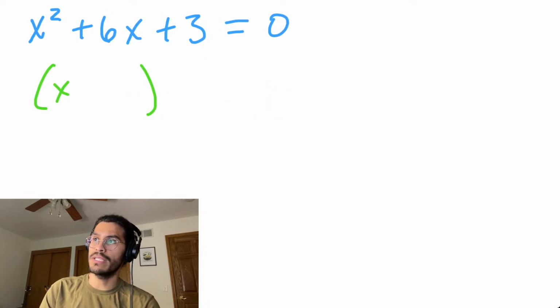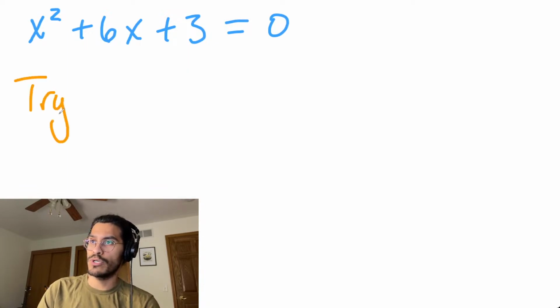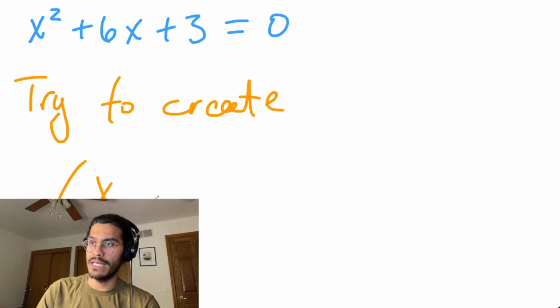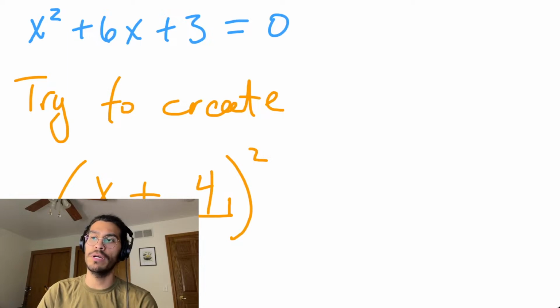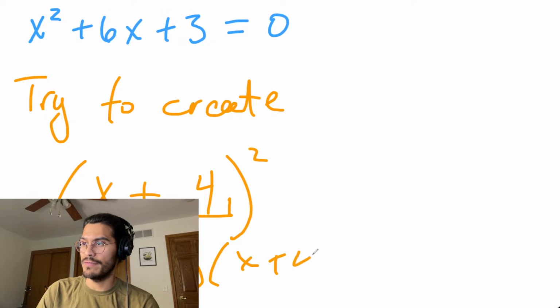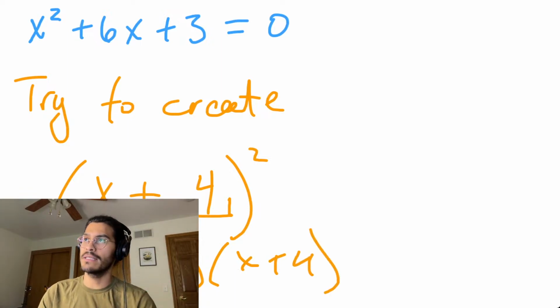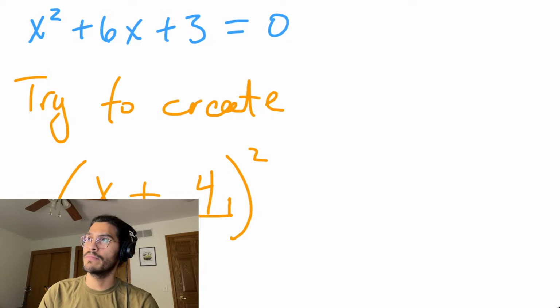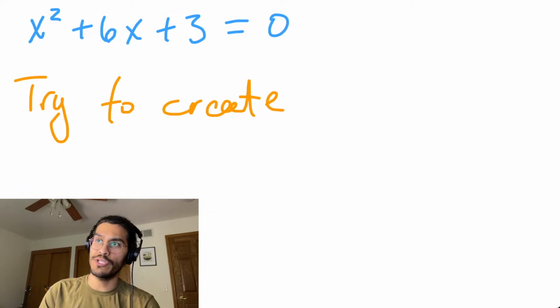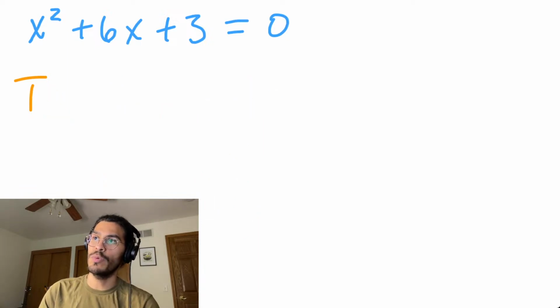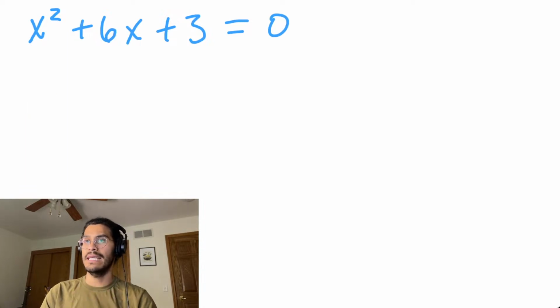So what we do when we complete the square is we're trying to create something that looks like this: x plus something, squared. If it was x plus 4 squared, it would look like x plus 4 times x plus 4, and we could FOIL that out and find it. But the way this equation, x squared plus 6x plus 3, currently is, isn't useful for that.